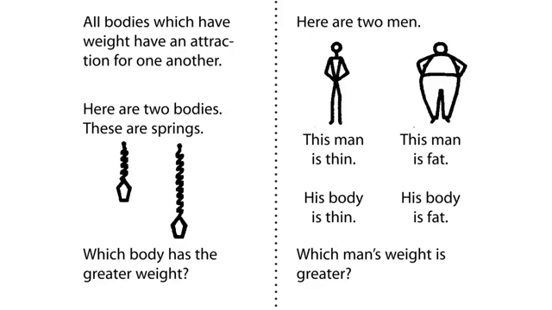Here are 2 bodies. These are springs. Which body has the greater weight? Here are 2 men. This man is thin. His body is thin. This man is fat. His body is fat. Which man's weight is greater?